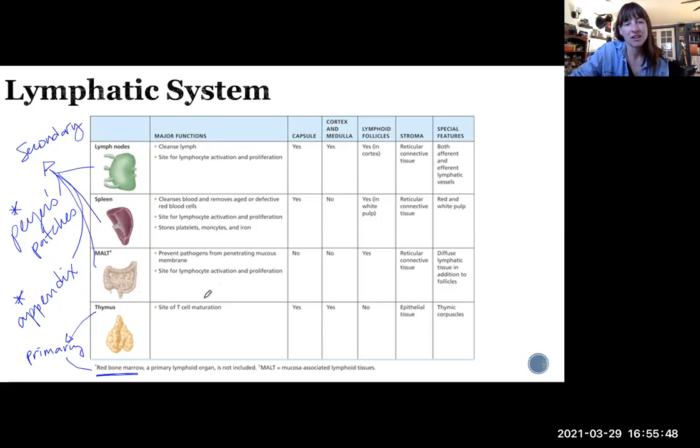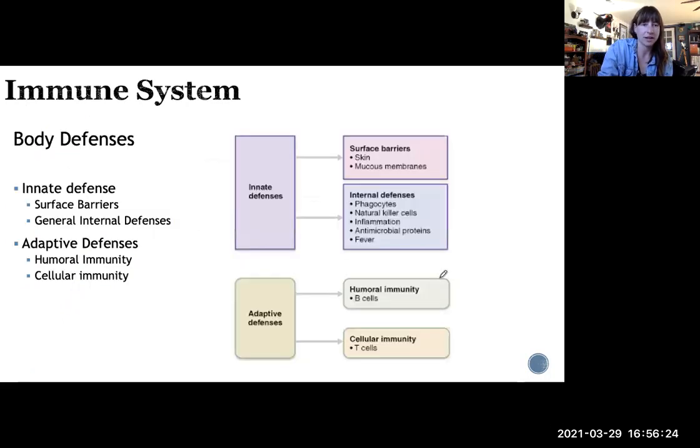Here's a little list of the functions which you need to know for each of them. The functions, I think, are going to be the most important part. Whether they have a cortex or a medulla, that is something that hopefully will sink in during lab on Thursday, but you won't be able to recognize them without also recognizing that they have a cortex and a medulla, I expect. What the stroma is made of, most of it is reticular connective tissue, right? Like we talked about, except for the weird thymus, which for some reason is epithelial tissue in there. But that's really it. Those are the basics there.